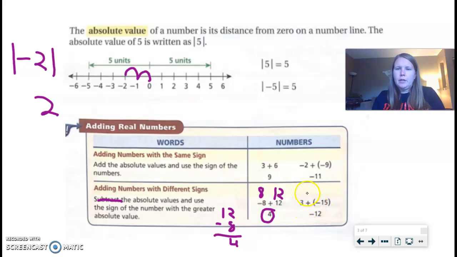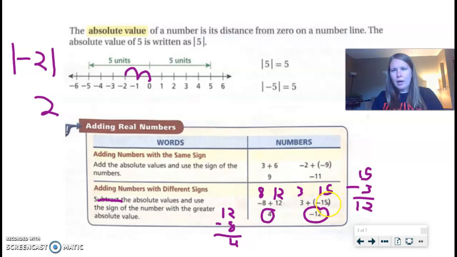Same thing for this one. You've got 3 plus negative 15. If I take the absolute value of each, you've got 3 and you've got 15. You take 15 minus 3, which is 12. But the original 15 was negative, so that's why my answer is negative 12. You always keep the sign of the greater number after you took the absolute value.